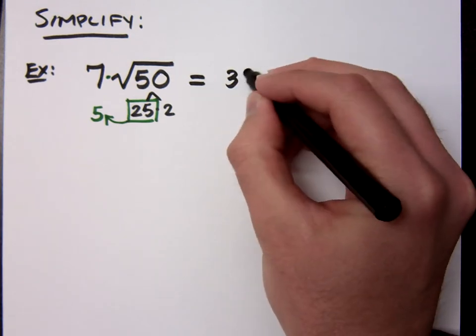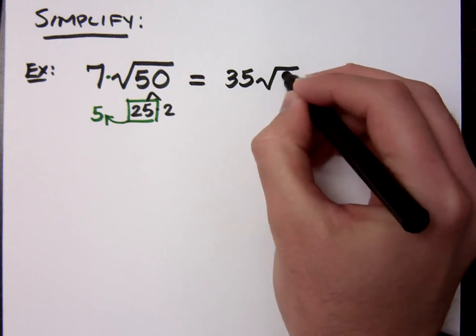So 7 times 5 is 35. And then what's left inside? 2.